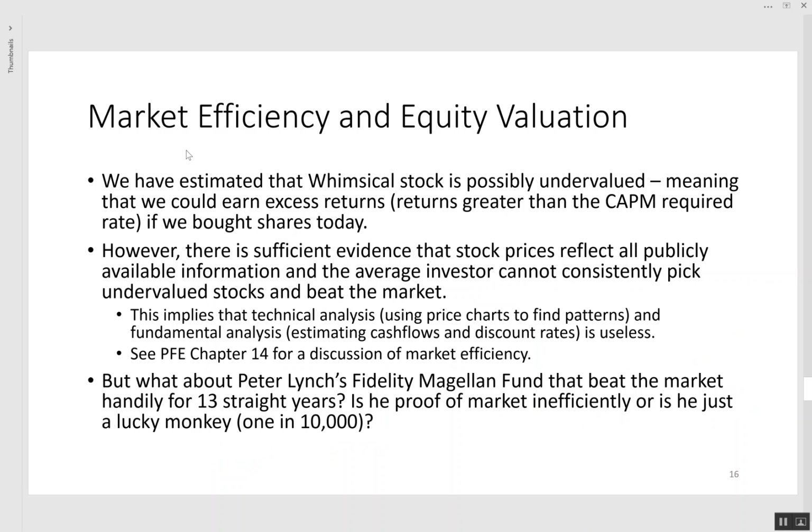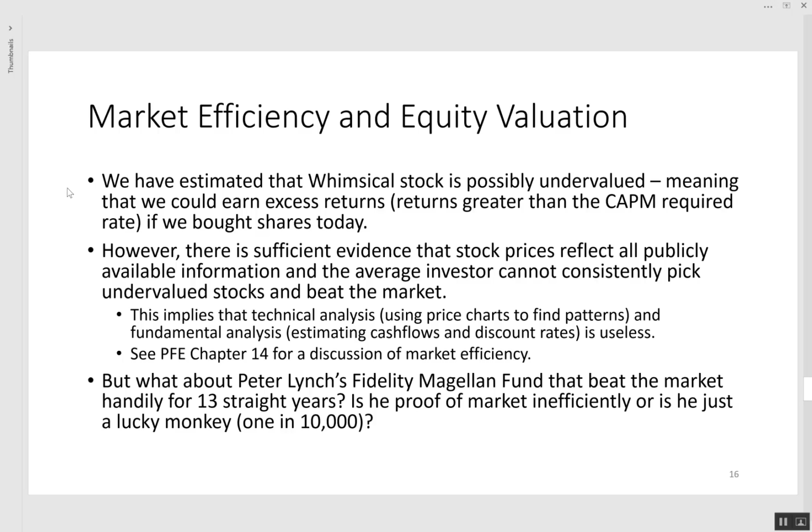So in this topic, we've calculated the value of equity, and we talked about how we can estimate the value of equity and then decide whether a stock is undervalued or overvalued. A good stock buy would be one in which your enterprise value and then valuation of equity is greater than the market price. In our model, we estimated that Whimsical is possibly undervalued. Therefore, maybe we should buy it today.